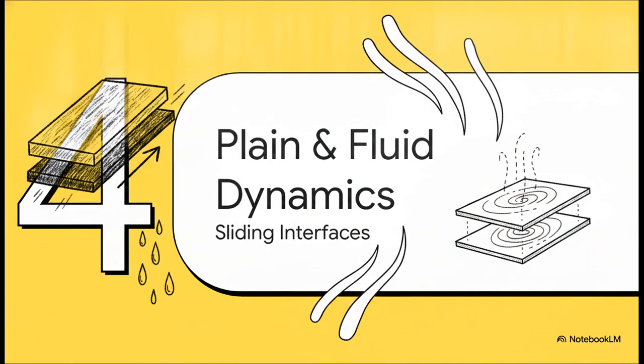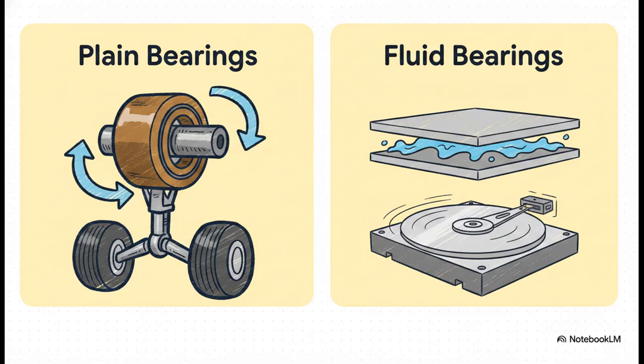Shifting gears a bit, Section 4, Plane and Fluid Dynamics. Let's ditch the rolling elements entirely for a second. Plane bearings, which are often called bushings, use a lubricant film or a self-lubricating liner. They are actually far superior for low-speed or heavy oscillating motion. Think engine wrist pins or the massive pivot joints on an airplane's landing gear.